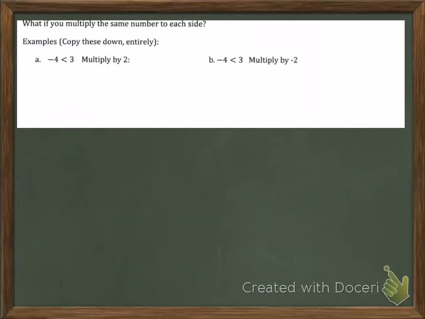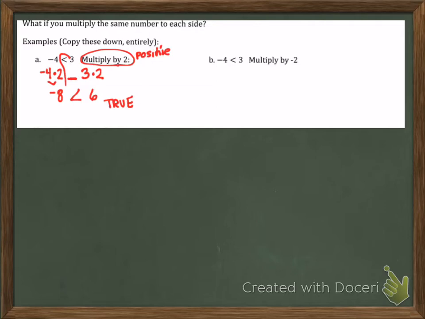To look at this in examples, we're going to take the sentence -4 is less than 3, and we're going to multiply by 2, a positive. So we're going to multiply -4 times 2, and we're looking at the relationship between that and 3 times 2. -4 times 2 is -8. 3 times 2 is 6. -8 is still less than 6. This is true. So we multiply by a positive, and the relationship stayed the same, and it stayed true.